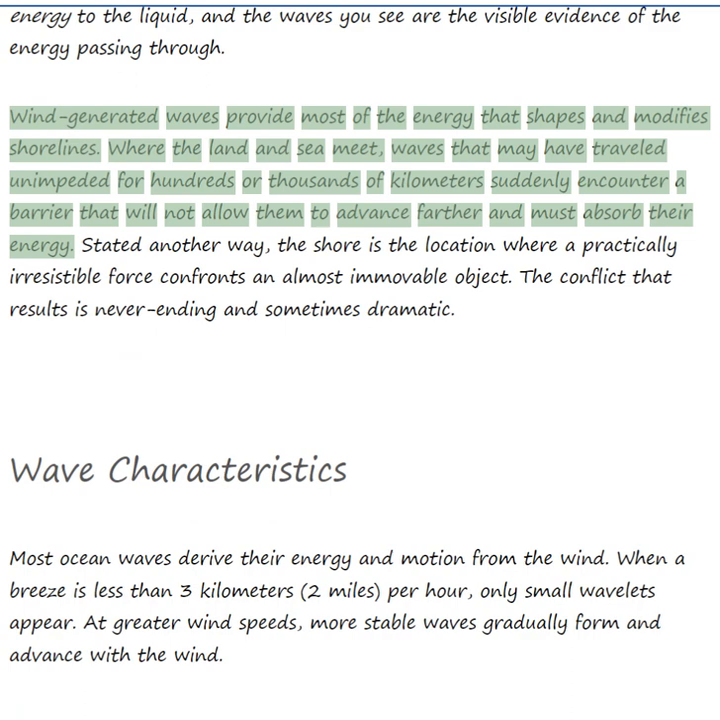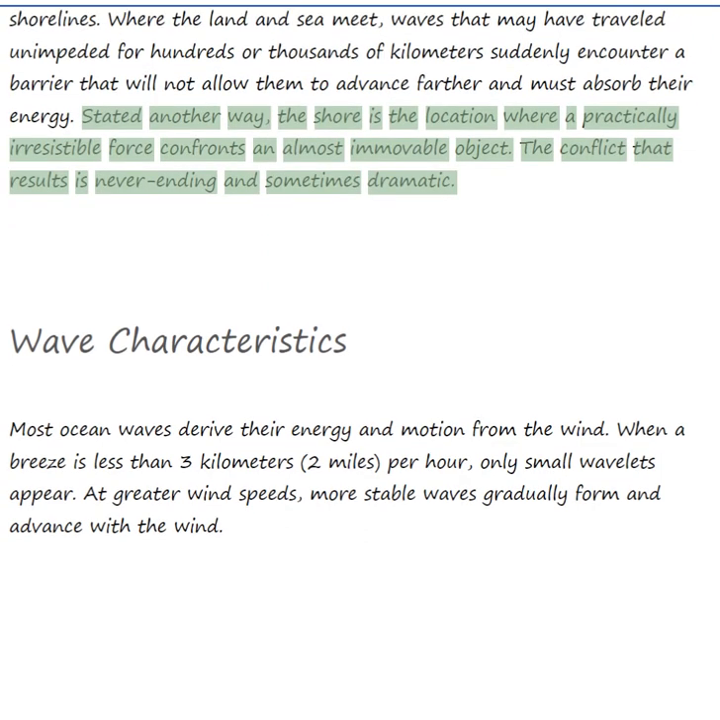Wind-generated waves provide most of the energy that shapes and modifies shorelines. Where the land and sea meet, waves that may have traveled unimpeded for hundreds or thousands of kilometers suddenly encounter a barrier that will not allow them to advance farther and must absorb their energy. Stated another way, the shore is the location where a practically irresistible force confronts an almost immovable object. The conflict that results is never-ending and sometimes dramatic.